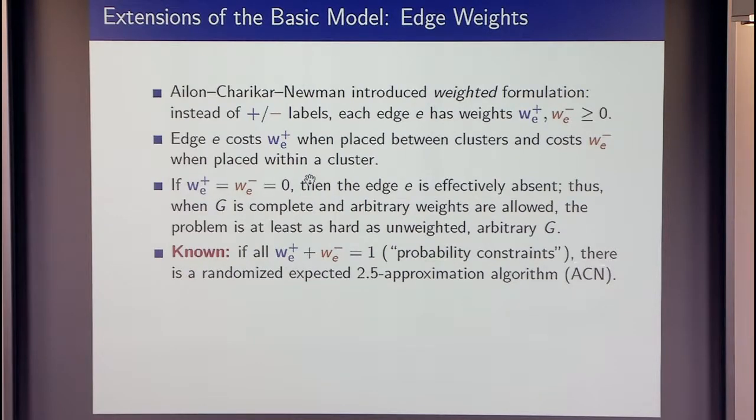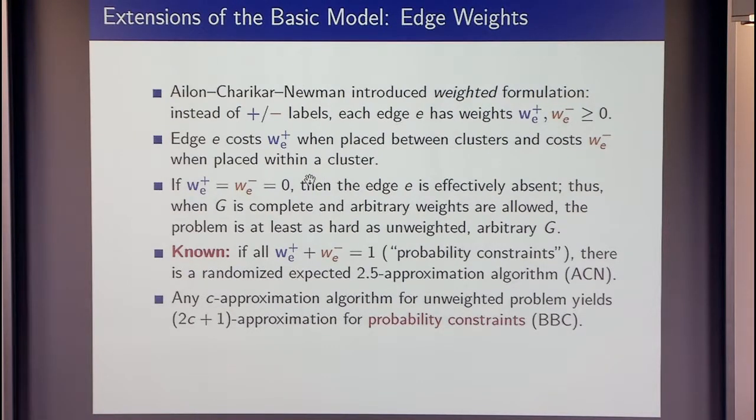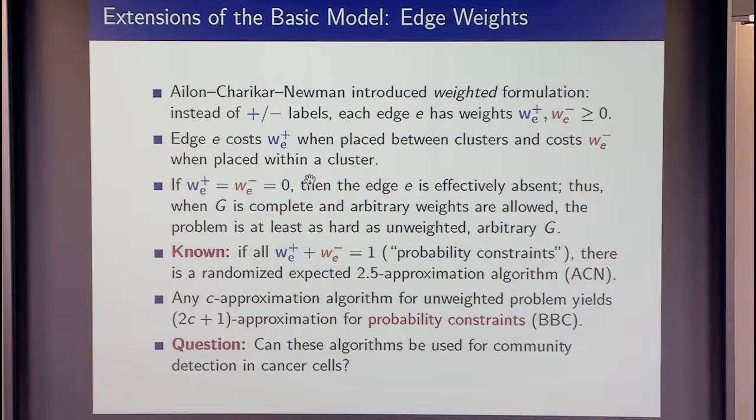And most of the results so far have focused on weights that are highly structured insofar that they satisfy what is known as the probability constraint. So for each edge, we assume that the cost of the negative or positive misplacement sums up to 1. And for this, we know that there is a randomized 2.5 approximation algorithm due to Ailon, Charikar, and Newman. And there are some results that tell you how to go from unweighted problems and get algorithms for weighted problems. And the question is, given this very quick overview of the history of the problem, do any of these methods work for the community detection question we had in mind in cancer genomics?